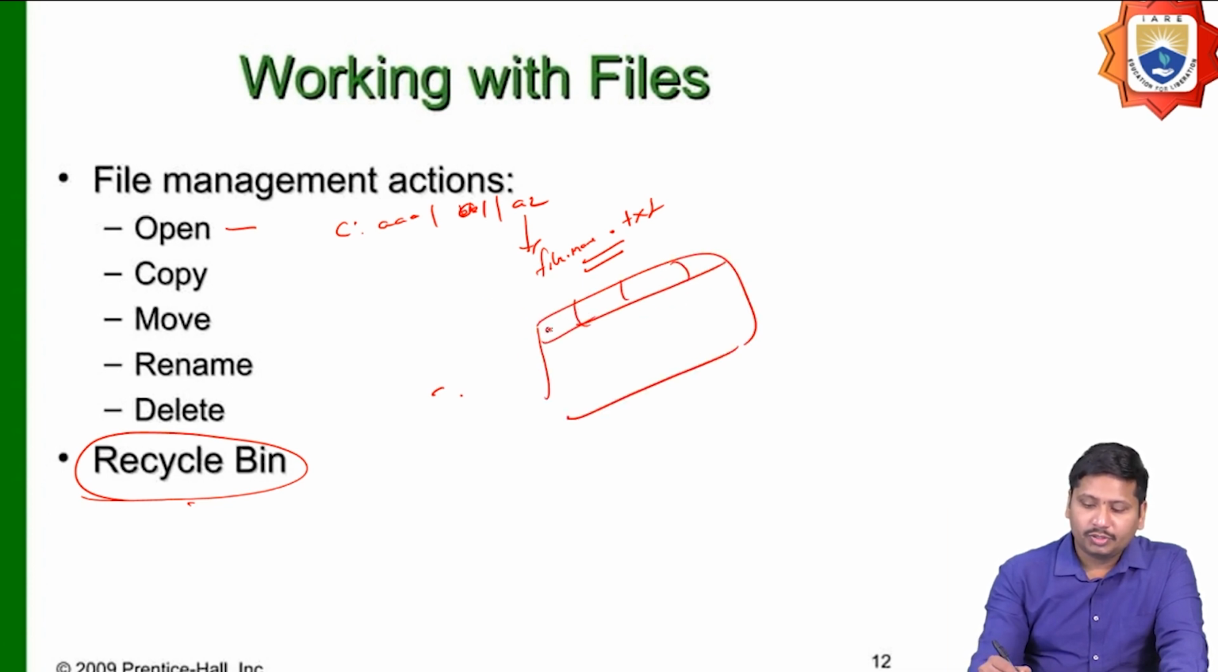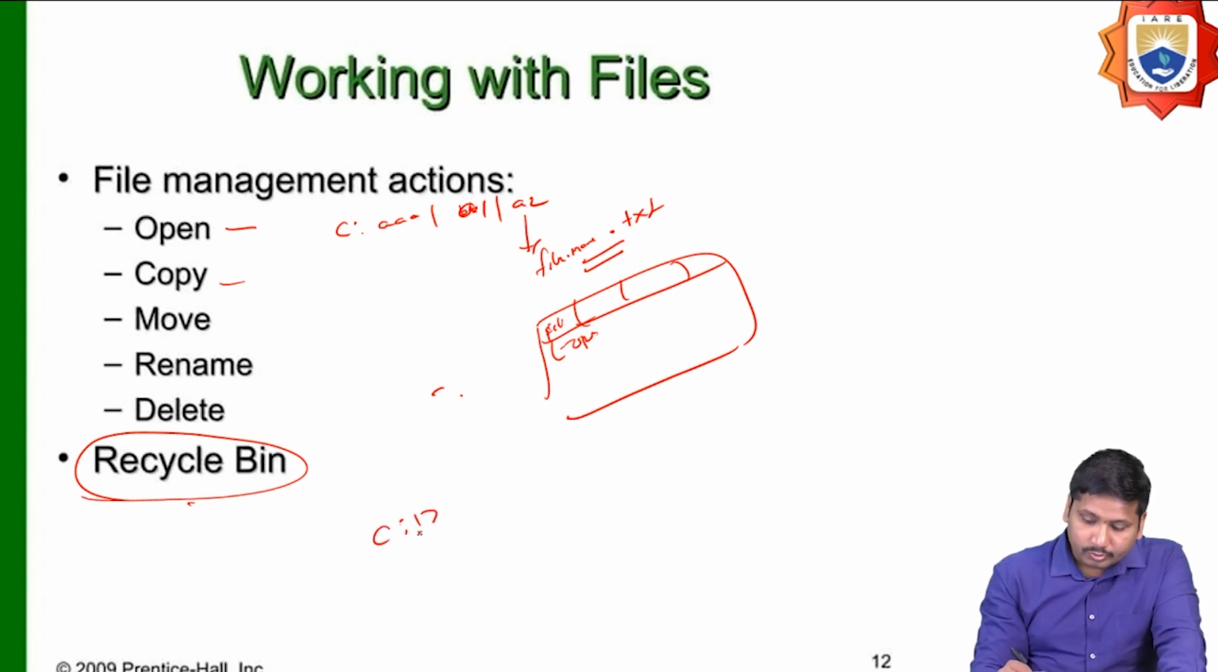We have the options in the menu, right? So file open like this. And similarly file copying means, suppose I have a file in the C folder, so that is file one. I can copy this file to another folder also.